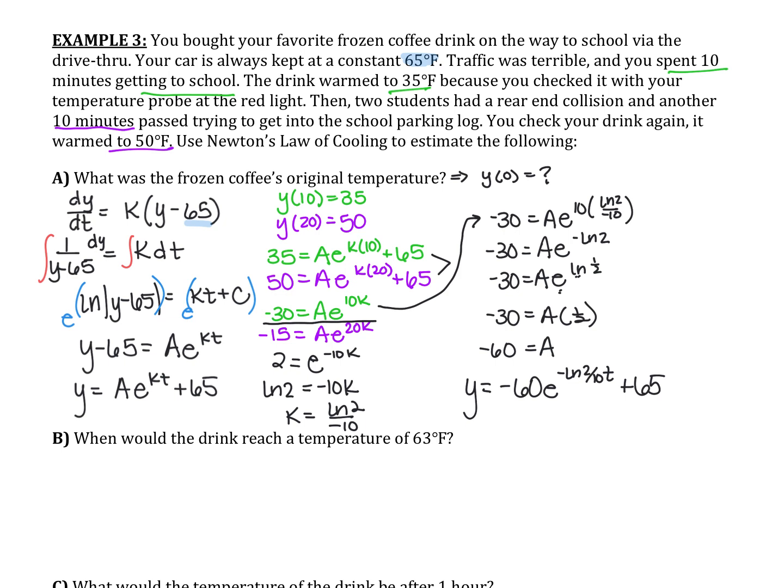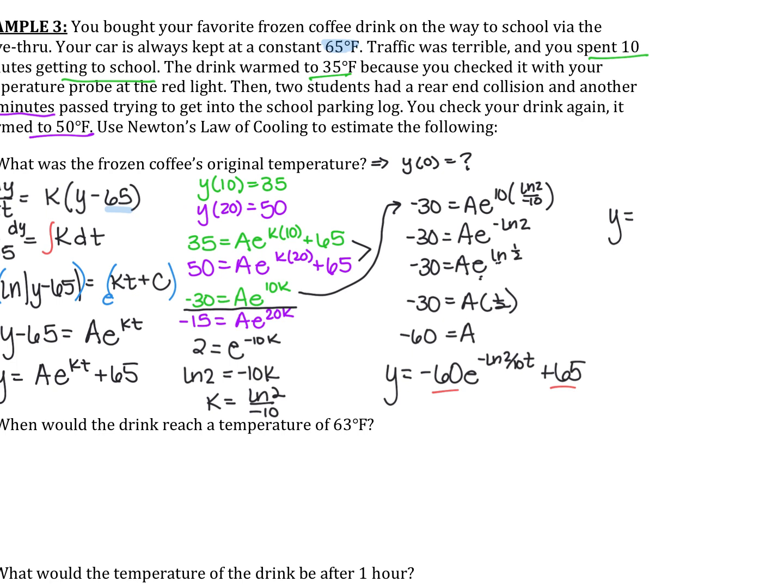And remember, we said that that a value is the difference between the initial value and the surrounding room. So if I substitute in t equals 0 to solve for y, we would get y equals negative 60 e to the 0 power plus 65. Otherwise, y equals 5 degrees. So my coffee's original temperature was 5 degrees Fahrenheit.